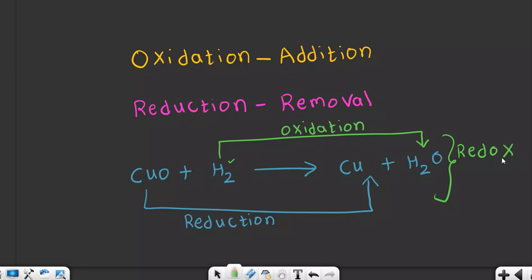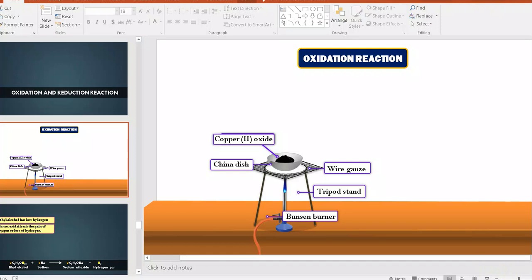Okay students, very simple questions are asked in this topic, redox reaction, and we will discuss one such question today. First let me show you this experiment and then we will discuss the question. I hope all of you can see.